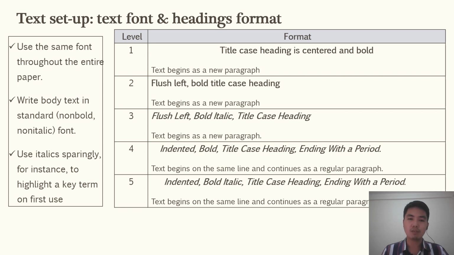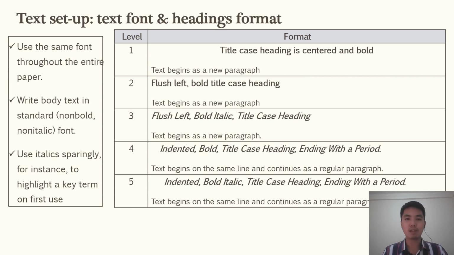We also have different levels of headings. For the level 1 heading, we follow these rules. First, the title case heading is centered and bold, and the text begins as a new paragraph. For the level 2 heading, the label is flush left, bold, title case, and the text begins as a new paragraph.